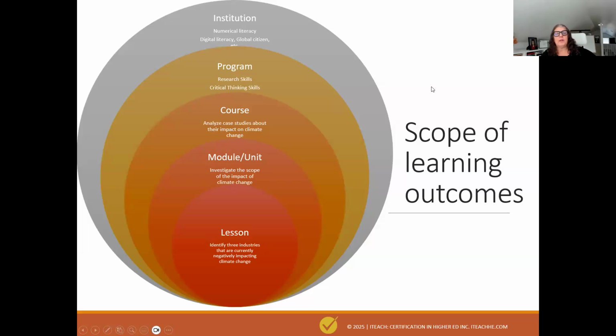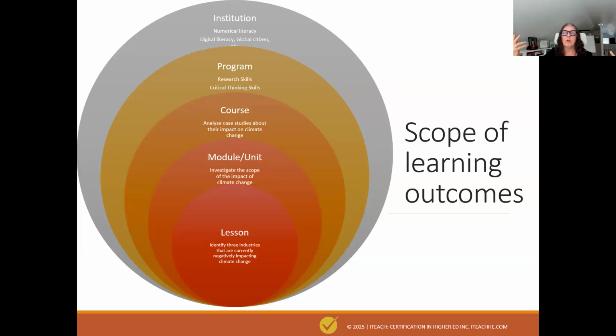So looking at scope. So here's a representation of the scope of learning outcomes. So you'll see at the very largest areas that you can have these institutional learning outcomes. Doesn't mean that your institution has them. Some do, some don't. It just really depends. But at that level, you can see they're just going to be very broad.